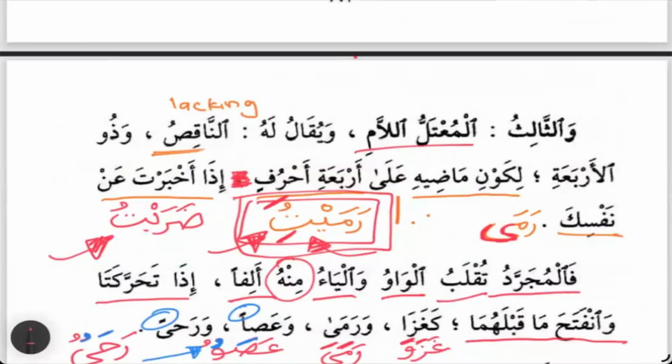وذو الأربعة. And it's called the one that has four letters. That's by comparing it to the ajwaf. The ajwaf is ذو الثلاثة, the one that has three letters. لكون ماضيه على أربعة أحرف إذا أخبرت عن نفسك. You would call it the one that has four letters, ذو الأربعة, for its past tense having four letters when you speak about yourself.